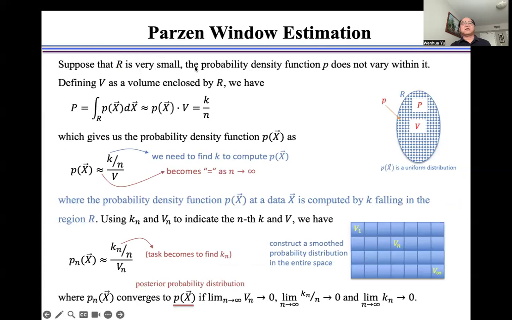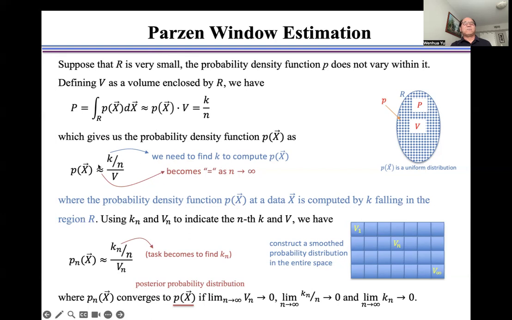Suppose that R is very small. The probability density function p doesn't vary within R, defining V as the volume enclosed by R. We use p times V to approximate the integral of the probability density function p over R, which gives us the probability density function p as k divided by n divided by V. This approximation becomes equality as n tends to infinity.